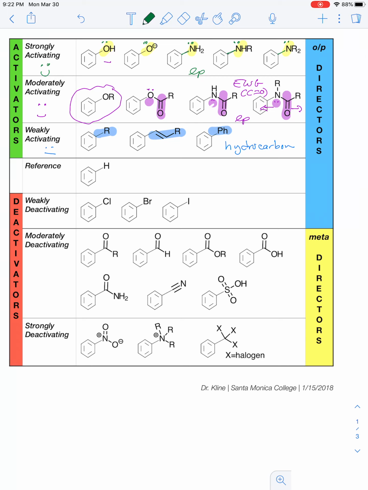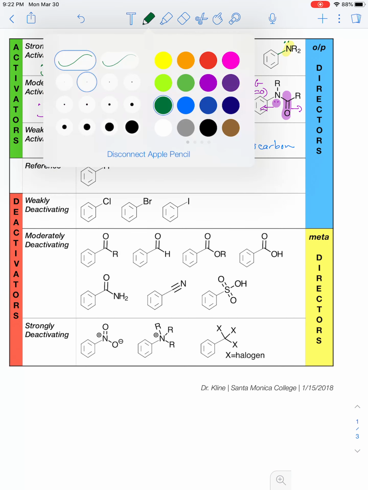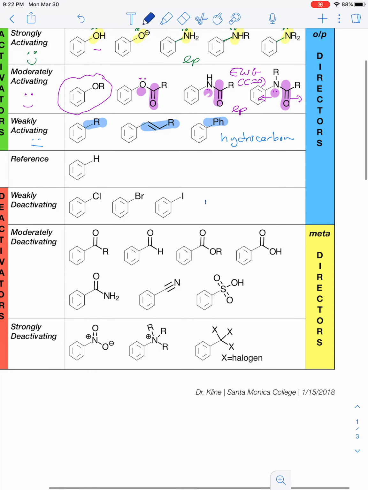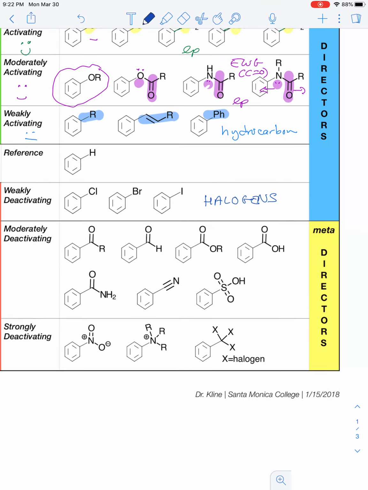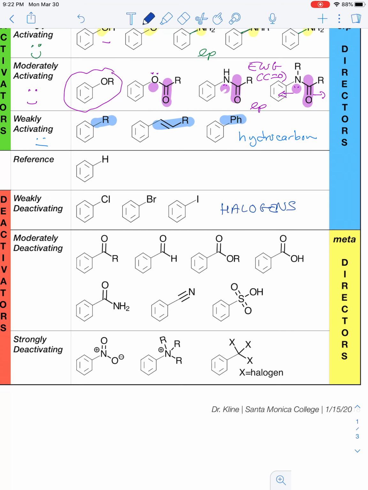So now if we look at the next group down, the ones that are weakly deactivating, those are halogens. There was really no other way to look at that. Those are halogens except fluorine. So we need a new color. So the commonality between those three is that they're all halogens.